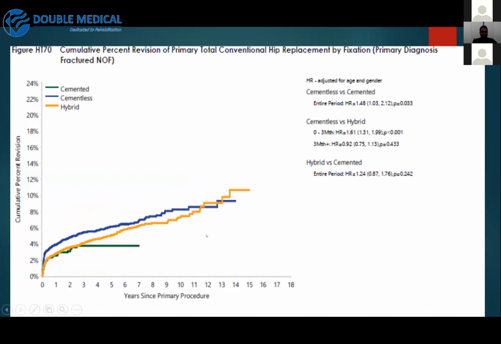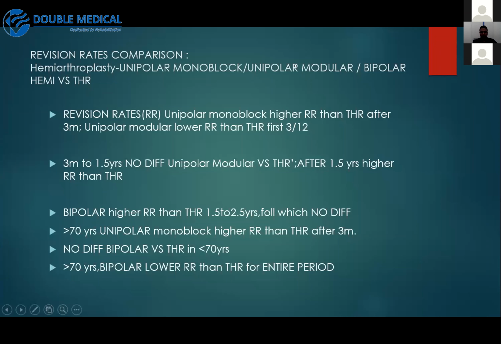And when you compare hemi, unipolar monoblock, unipolar modular, and bipolar, the revision rate in unipolar monoblock was higher than THR after 3 months. However, the unipolar modular had a lower revision rate than THR in the first 3 months. Between 3 months to 1.5 years, there was no difference between the unipolar modular versus the THR. But after 1.5 years, the revision rate of unipolar modular was much higher than THR. So THR was better. Bipolar had a higher revision rate than THR only between 1.5 to 2.5 years, following which, after 2.5 years, there was no difference.